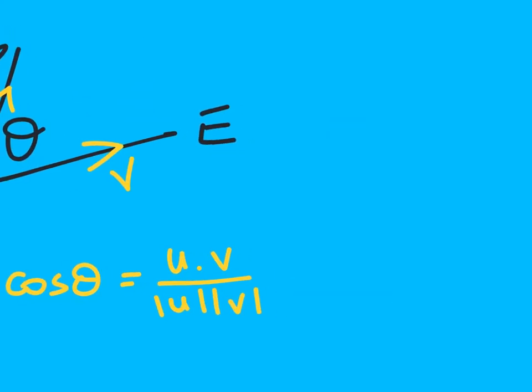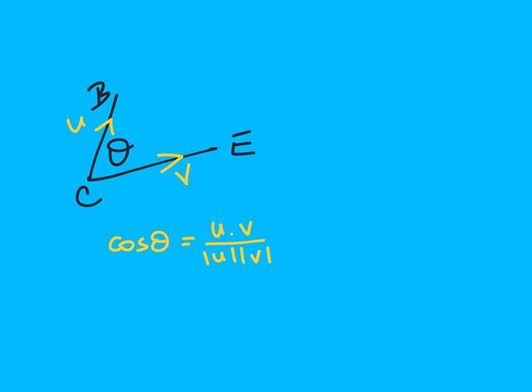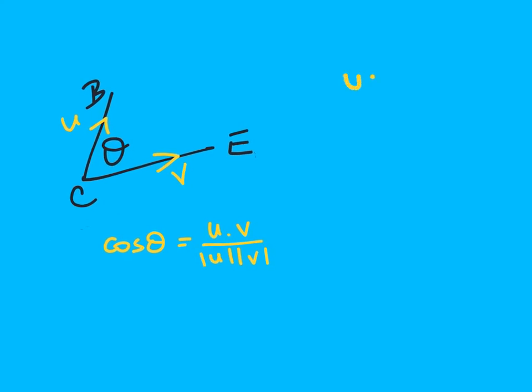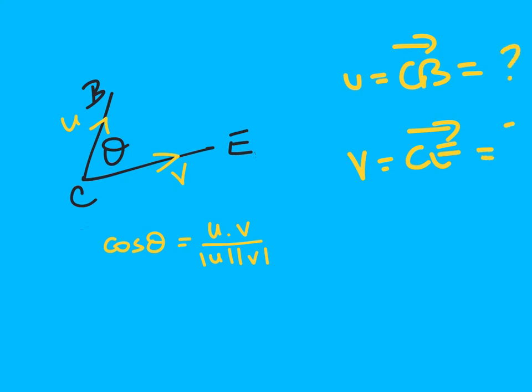I'll move that to the side a wee bit. We know that U is equal to C to B, so we can work that out, and we know that V is equal to C to E, so we can work that out. Once we've got these two vectors, we can use them in this formula to get what theta is.